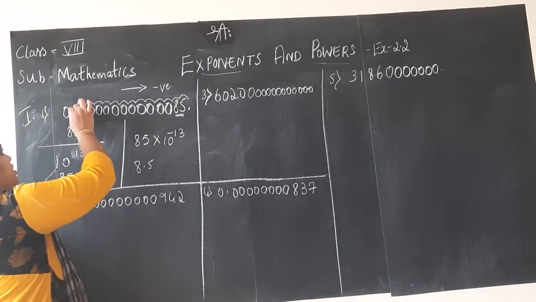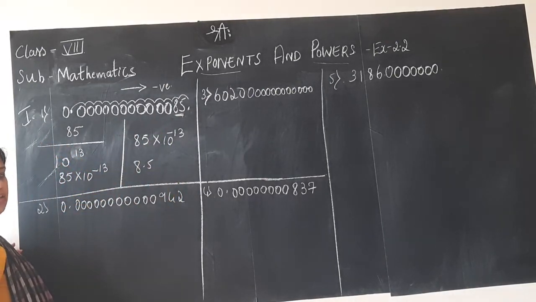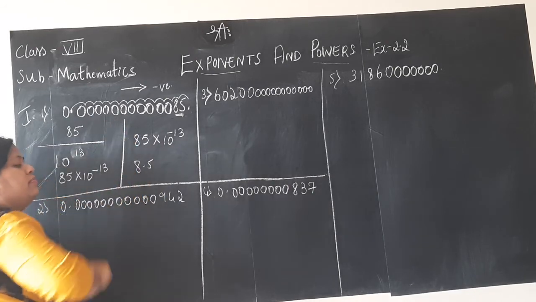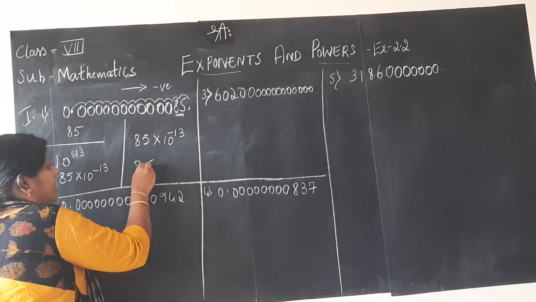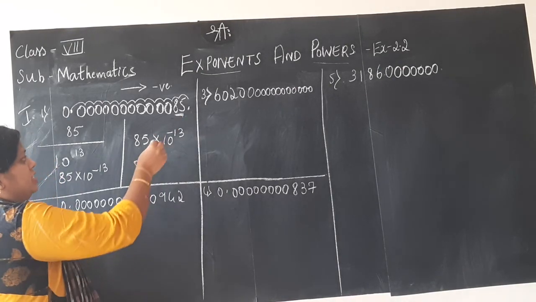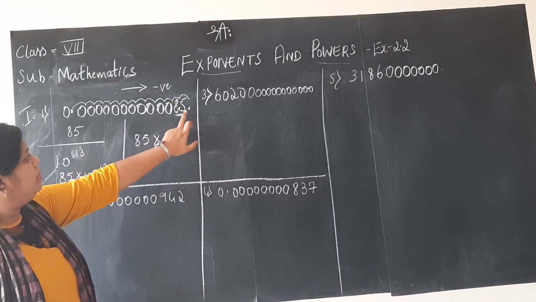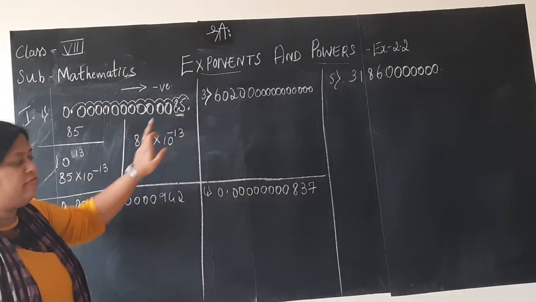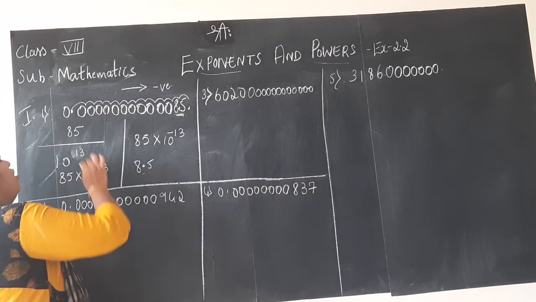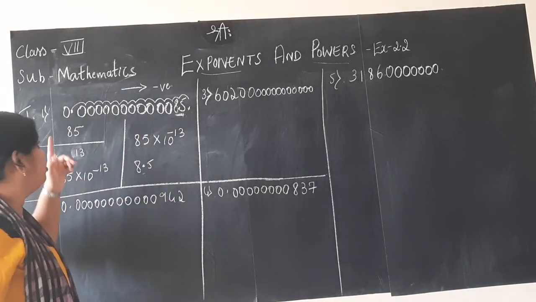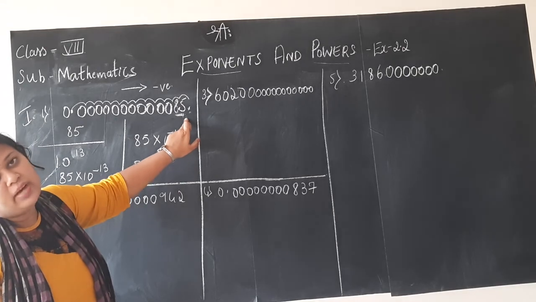Now I shifted this decimal point to the end, after 85. To do so I shifted 13 decimal places, so I wrote 10 to the power minus 13. Now if I want to make 85 into 8.5, this decimal point should not be here; instead it should come between 8 and 5. In that case, how many decimal places should I shift? Again you should not go and count 1, 2, 3, 4. Why? From here it is 13, so to here it is 13 minus 1.